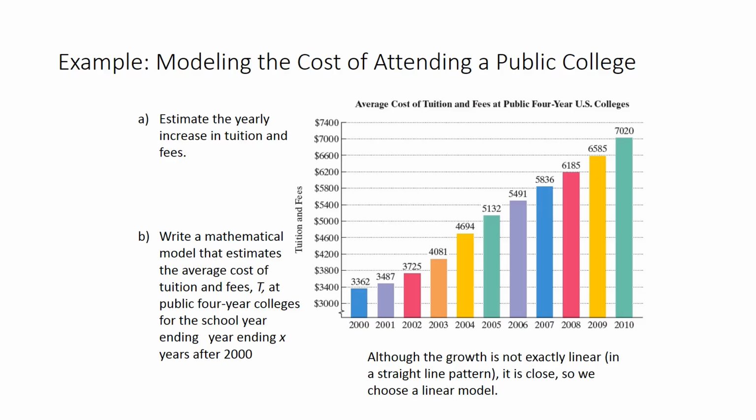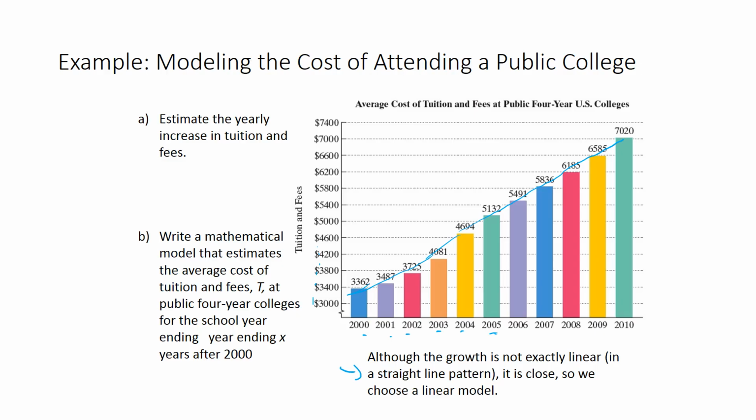All right, our last example in this section, modeling the cost of attending a public college, which has increased greatly over the years. Estimate the yearly increase in tuition and fees. If you look, it's not exactly linear, but it looks pretty close. Right, these are going up by 1 year and these are going up by $400. So you have to watch the scaling as well. And down here it says that although the growth is not exactly linear, it is close. So we will choose a yearly model.